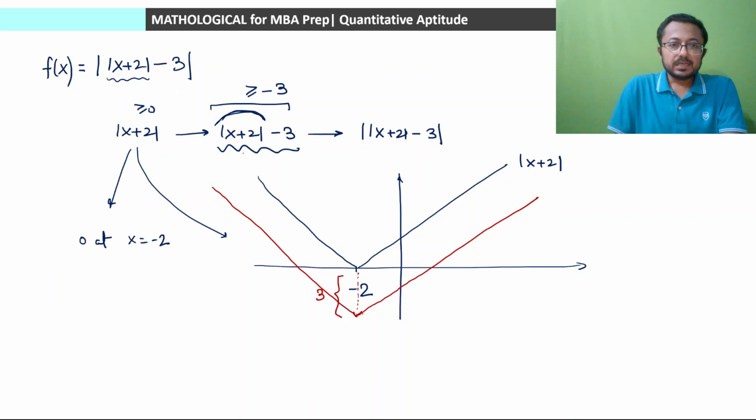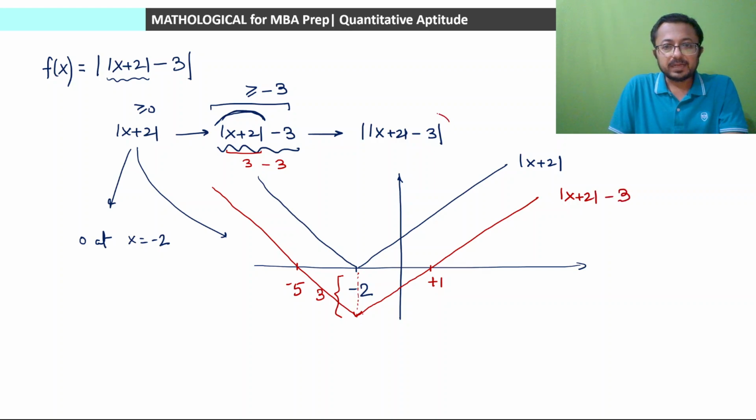Zero कहाँ पे आएगा? It will be 0 when mod of x plus 2 is equal to 3, because 3 minus 3 will be equal to 0. mod of x plus 2 3 कब आएगा? x की -2 से डिस्टेंस 3 चाहिए, तो -2 plus 3 यानी कि +1, -2 -3 यानी कि -5, तो at -5 and at +1 our graph will be cutting x-axis. So this is our graph for mod of x plus 2 minus 3.